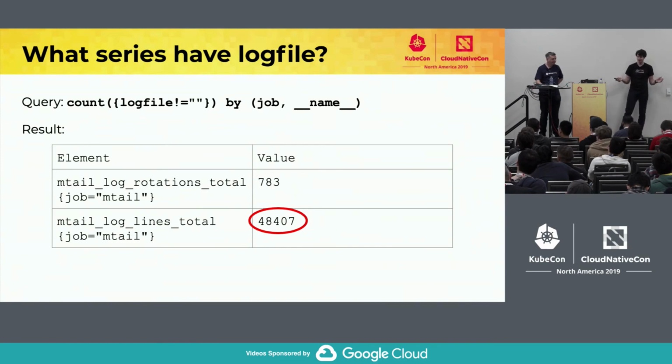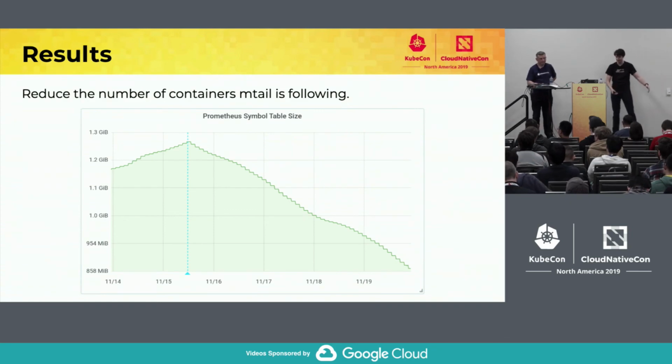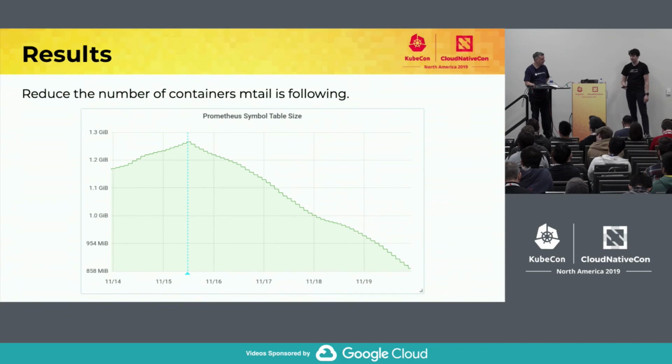So I made mtail only scrape the log files that we actually cared about. Reduced this to 79 instead of 50,000. Pretty good. And this is the result. You can see on this graph, we reduced the number of containers, and then the symbol table size starts decreasing. As I said, you have to wait until blocks actually age out, so it takes a few days. But now in this cluster, I believe it's a 30% decrease so far. In one of our other clusters, the symbol table just over the last 4 days has decreased by almost 50%. That's a big difference just for something that was misconfigured, and these cardinality metrics pointed towards this misconfigured thing.